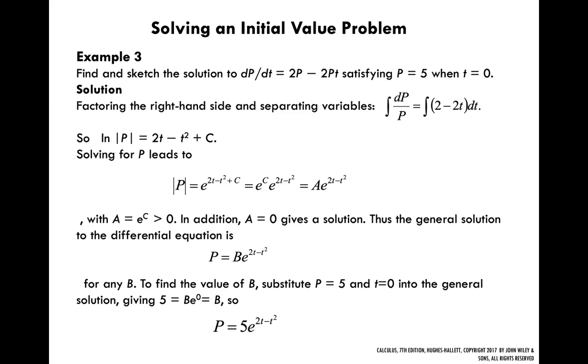So to find the value of that B, we substitute in P equals 5 and t equals 0. So that means that 5 is B times e to the 0, which is B. So B is equal to 5. So our particular equation in this case to the initial value problem is P is equal to 5 times e raised to the function 2t minus t squared.